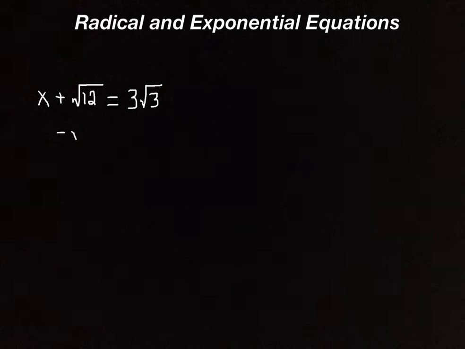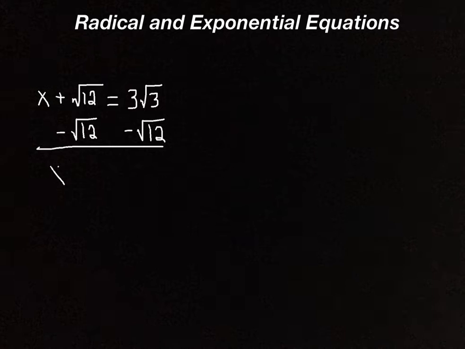So I need to subtract the square root of 12 from both sides. Now, when you do that, you get x equals 3 square root of 3 minus the square root of 12. However, you can't combine these as they are now, so we need to change the square root of 12 in such a way that we might be able to combine it with the 3 square root of 3.